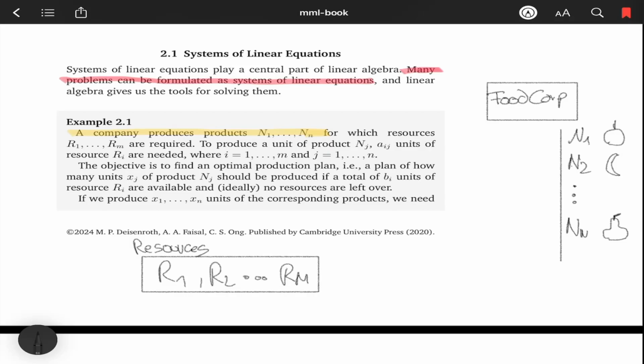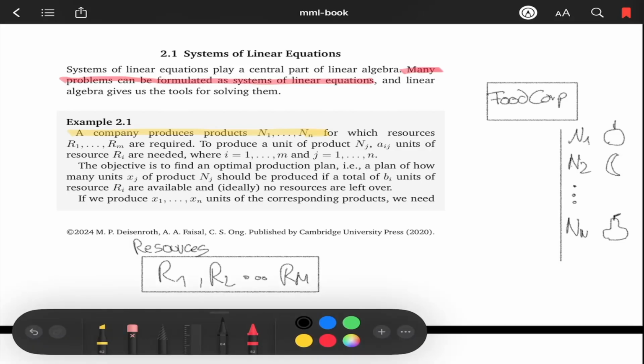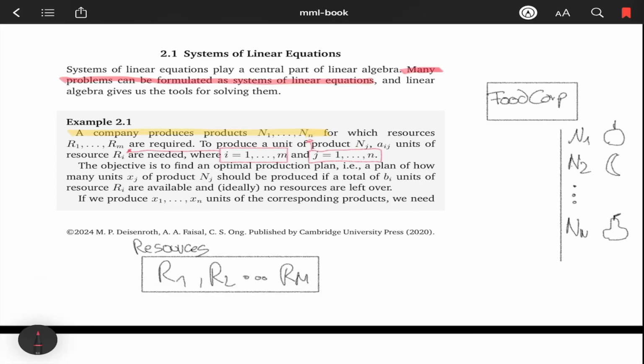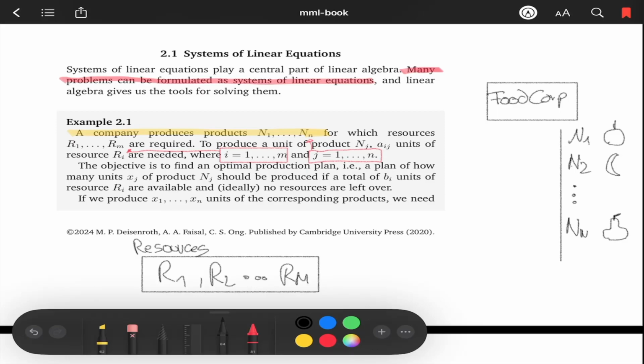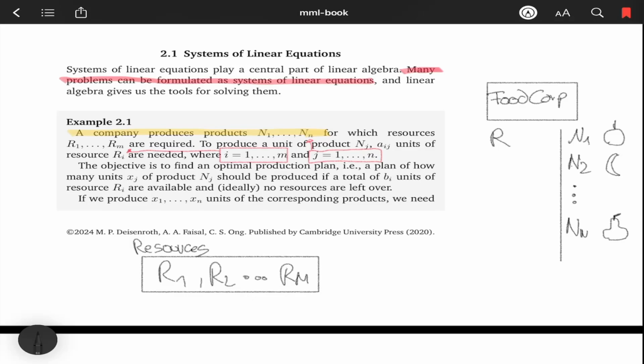To produce a unit of product Nj, in this case any of those Ns, aij units of resource Ri are needed. So we know that we have 1 to m for R and 1 to n for N, and this is basically the hint to understand the relationship. The i's belong to the resources and the j's belong to the products. So again, to produce a unit of product Nj, aij units of resource Ri are needed. So in the N1 case, we need R. And how many of the Rs do we need? Okay, I think I understand.